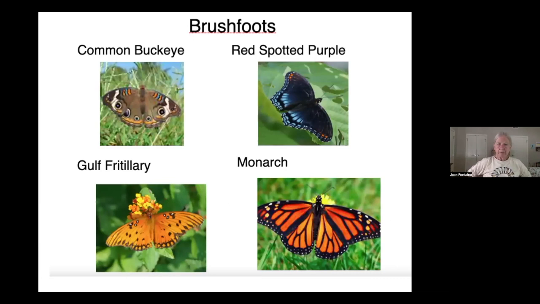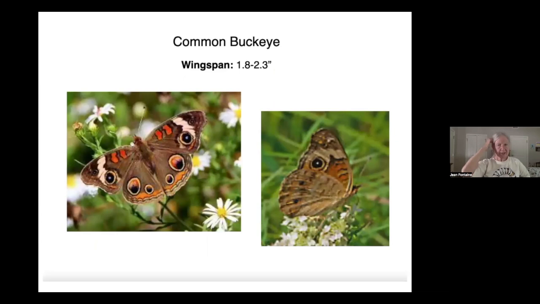The buckeye is the first, and this has those big eyes on the hind wings and also on the front wings too. But if a bird grabs the hind wing, the butterfly can still live. And you'll see butterflies around missing some of their wings. So that's kind of their protection from predators.